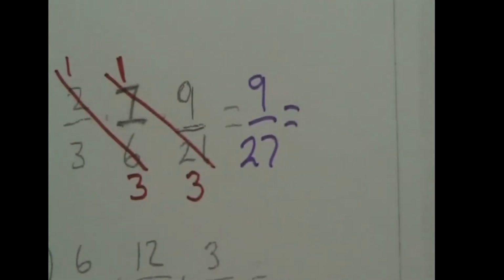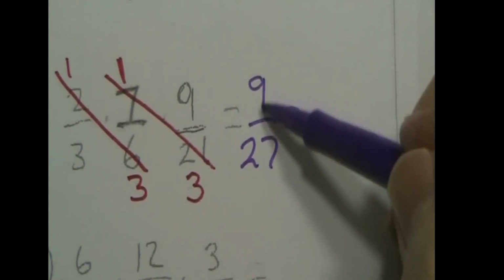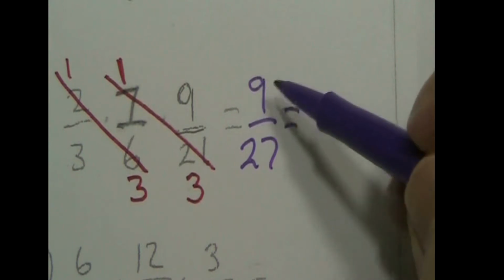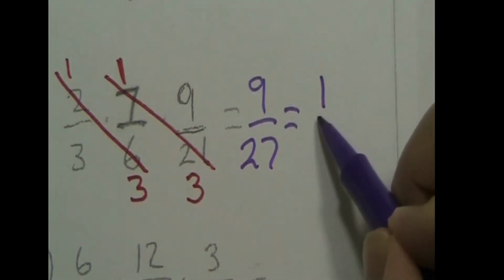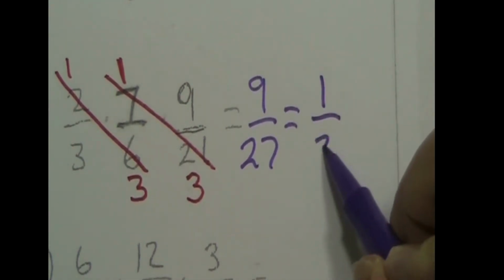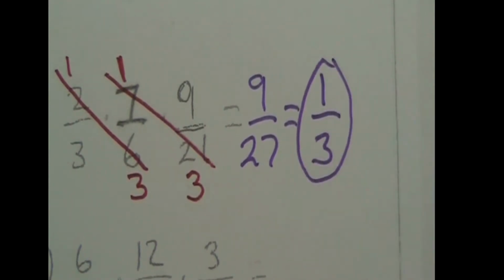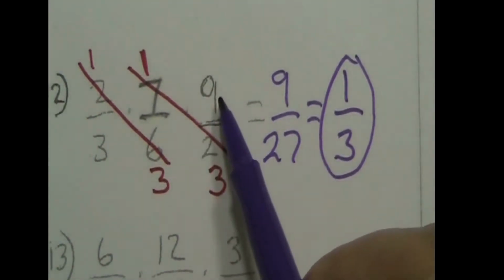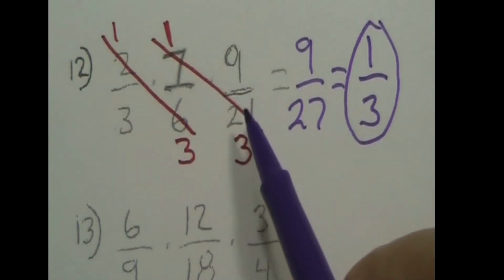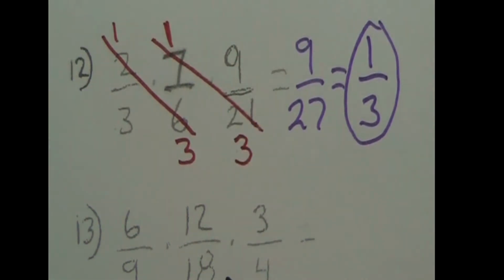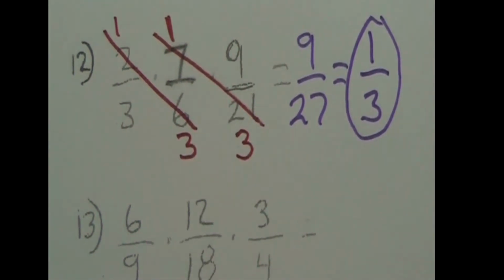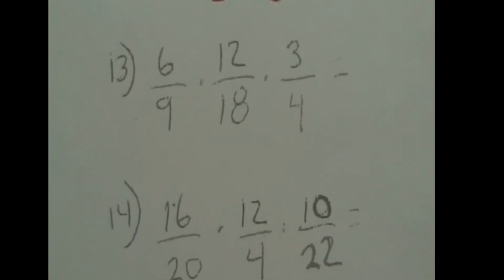Now hopefully you can see you can still reduce 9 and 27. 9 goes into both of those. 9 goes in here once. 9 goes into 27 3 times. The answer is 1/3. Now I could have reduced the 3 and the 9 and then another 3. I could have done that, but I just chose to reduce that much. Let's go to the next one.